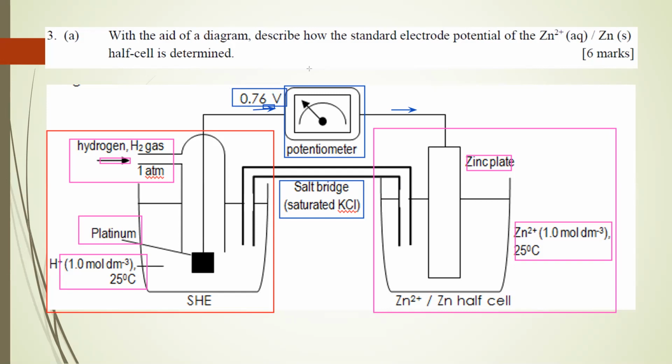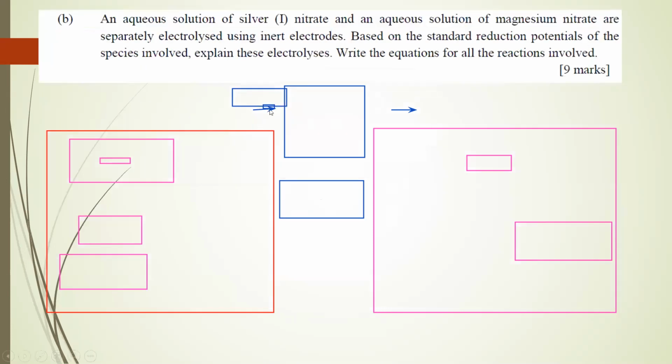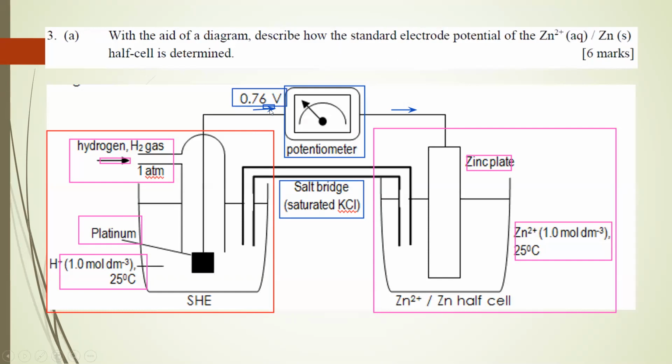By the way, not yet, sorry. There is still a way of describing this. Since E naught cell, this one I have not yet completed, you must also describe that E naught cell equals E naught cathode minus E naught anode.